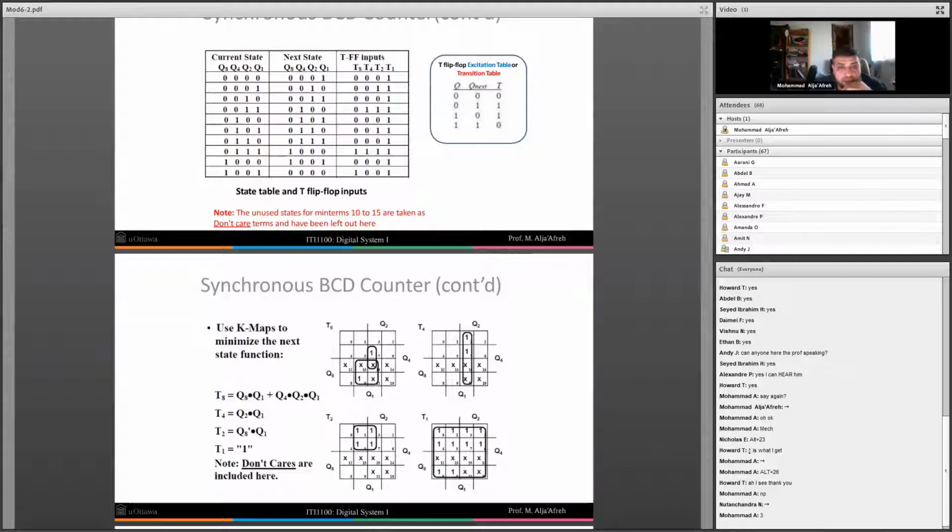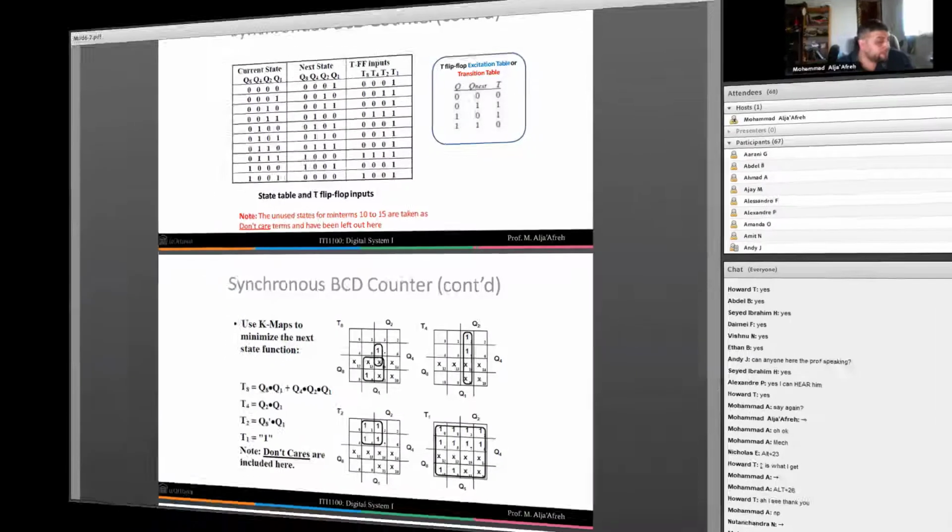Where is the 1 here? 1 at 3, so let's take a look at 0, 1, 3. I put 1 here, and I have 1 as well at 7. That's 7. The rest is zeros, and at 10, 11, 12, 13, 14, and 15, it's x's. So how do we group these two ones? Vertically.